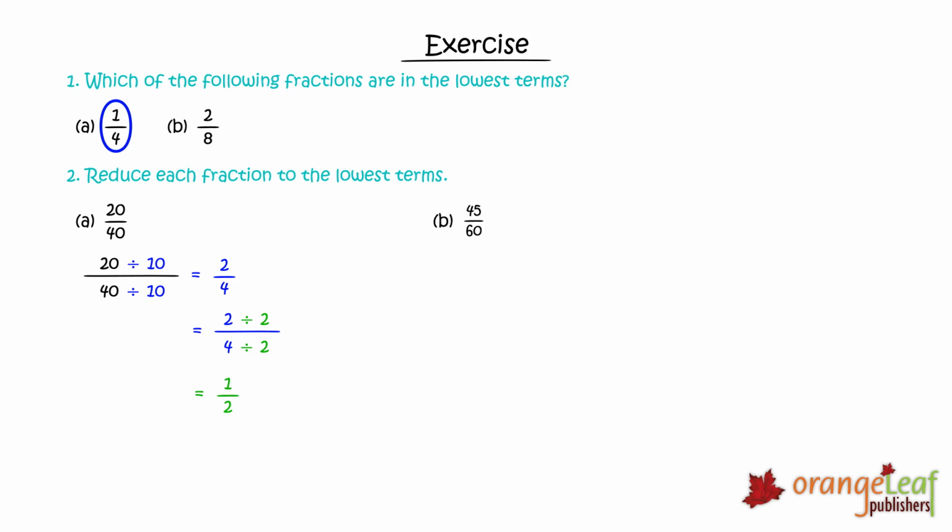B. 45 by 60. 45 divided by 5 by 60 divided by 5 is equal to 9 by 12. 9 divided by 3 by 12 divided by 3 is equal to 3 by 4. Hence, the fraction 3 by 4 is the simplest form of 45 by 60.